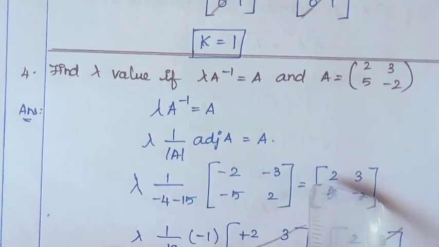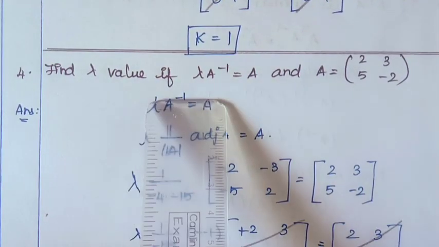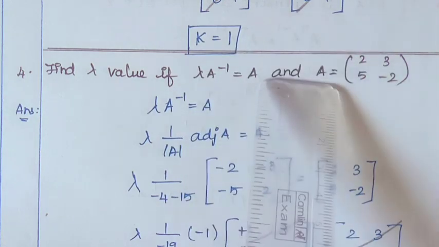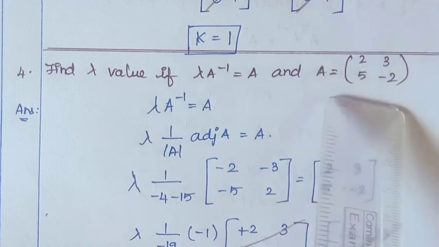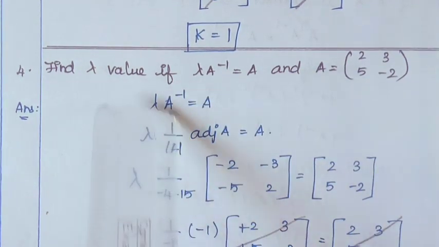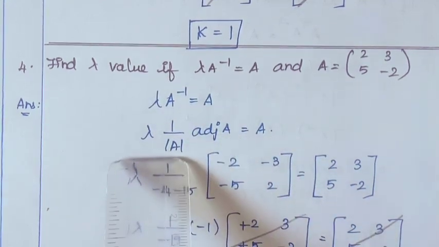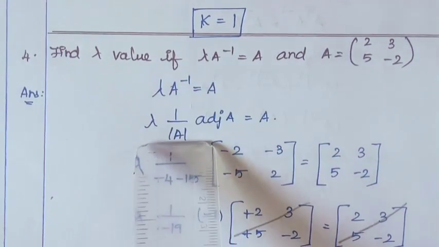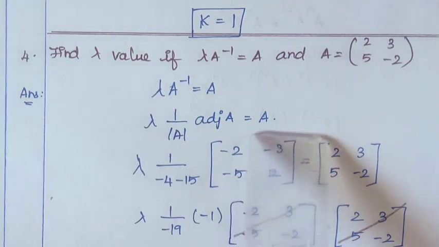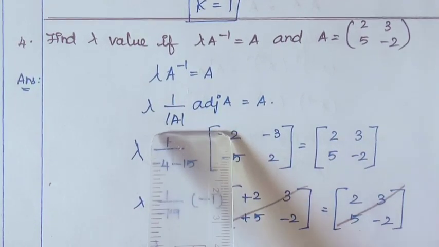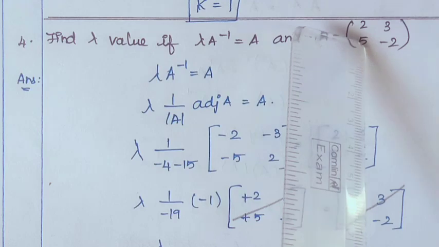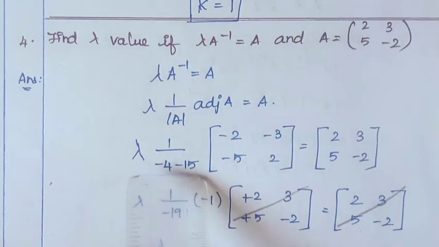Next, fourth question. Find lambda value if lambda A inverse is equal to A, and A is equal to 2, 3, 5, minus 2. So what they have given, lambda A inverse is equal to A. So A inverse, what formula? 1 by modulus A adjoint A. So modulus A: 2 twos are 4, minus 5 threes are 15, so minus 4 minus 15.